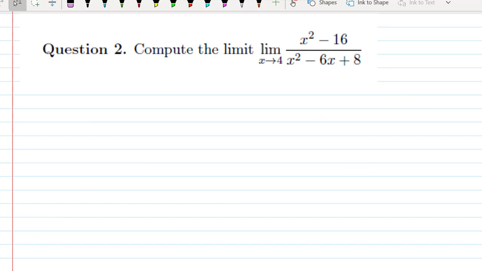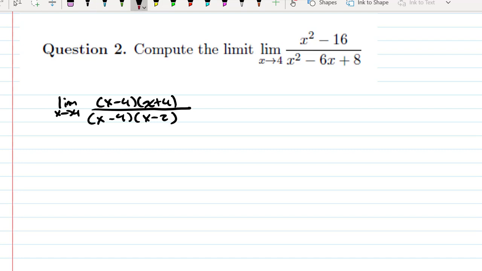So it turns out there's a couple of different ways that we can do this. The classical way that we learned back in Chapter 2 is that we would factor, and that would factor into x minus 4 times x plus 4 all over, and then we need factors of 8 that add up to negative 6, so that's negative 4 and negative 2. And then the x minus 4's reduce out. And so now it's continuous, so we plug it in. 4 plus 4 is 8. 4 minus 2 is 2. And 8 over 2 gives us 4.